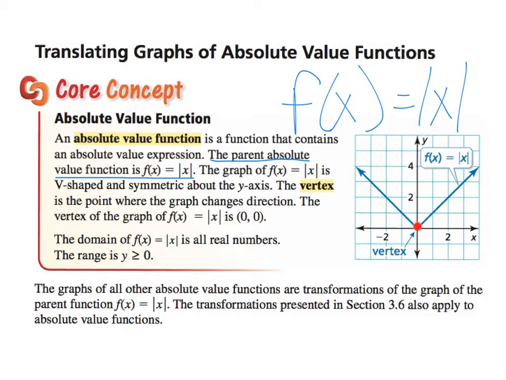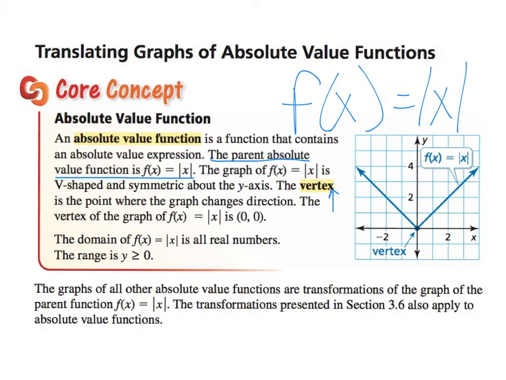The vertex is the point where the graph changes directions. Make note of that. The vertex is the point at which the graph changes directions. And the vertex of the parent function is (0, 0). The domain, notice domain, x value. It goes right, it goes left, so it's all real numbers. The range is anything above 0. So you'll notice the y value is greater than or equal to 0.